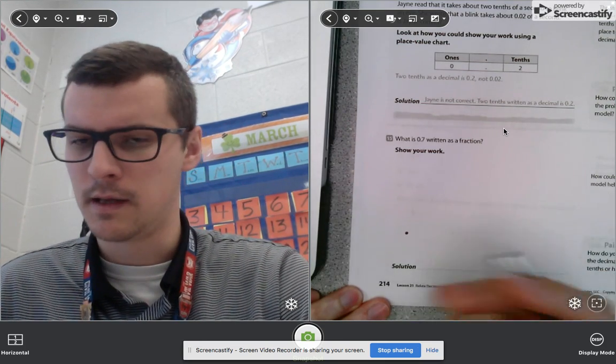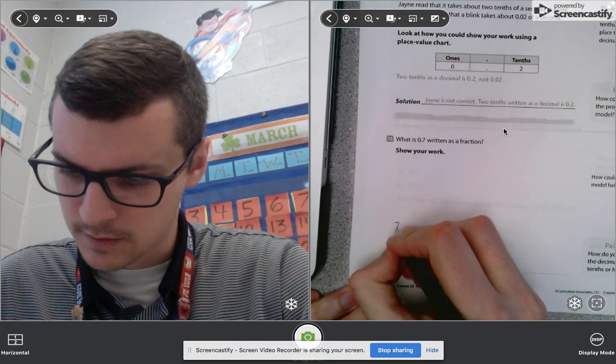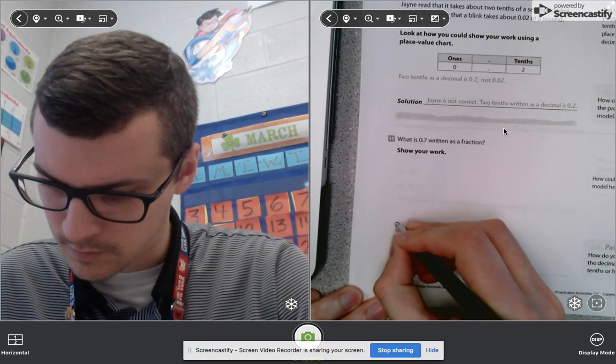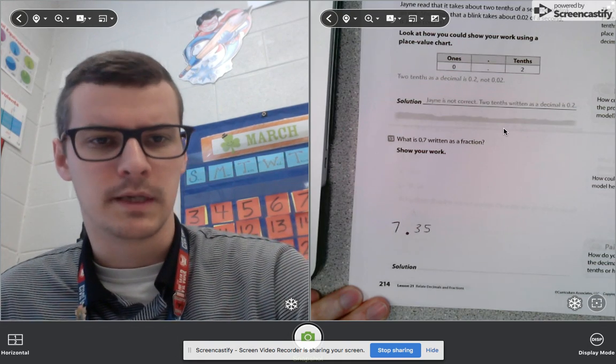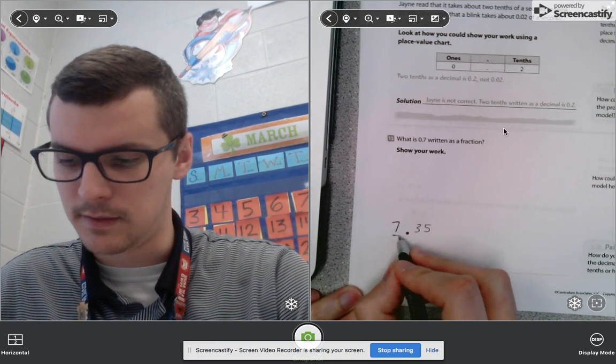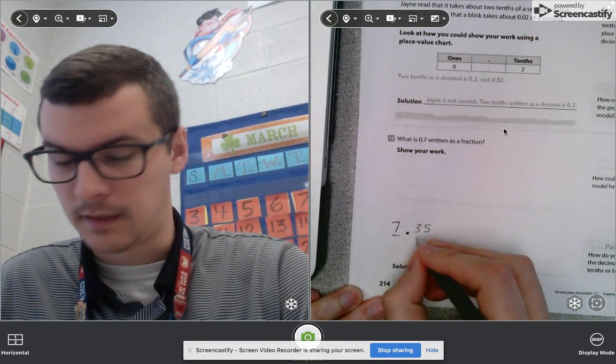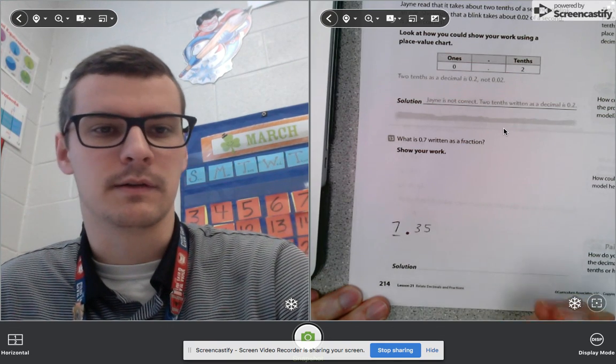And so if you had $7.35, we understand that you have 7 $1 bills. That 7 is in the ones place. Now, this change is where things get a little bit different.